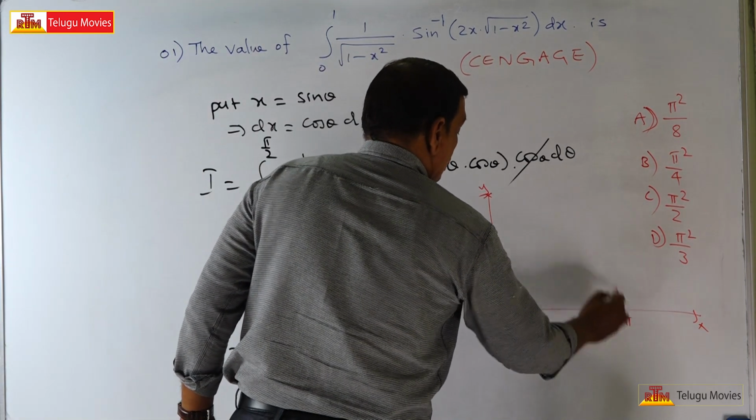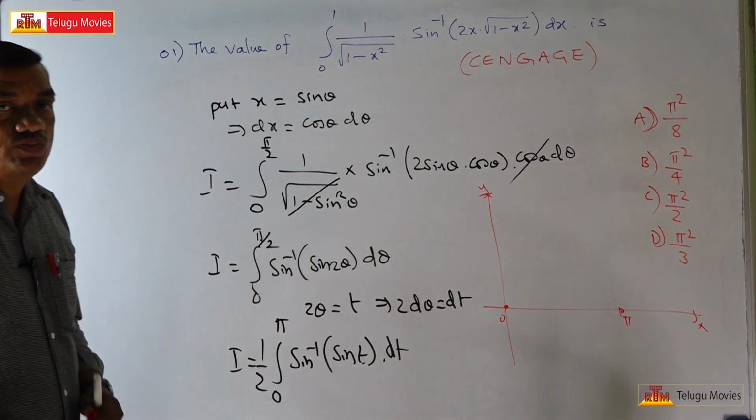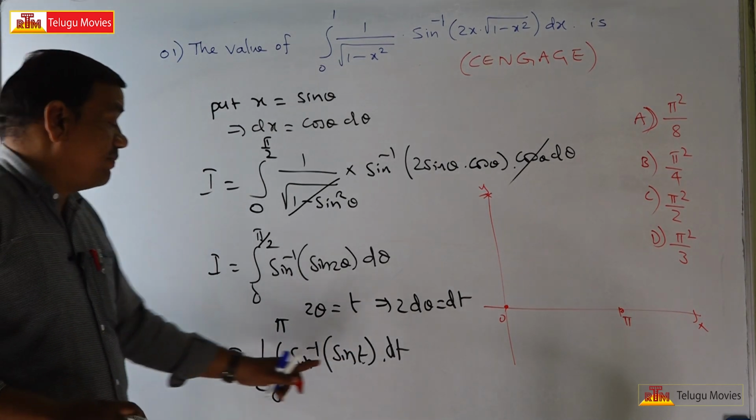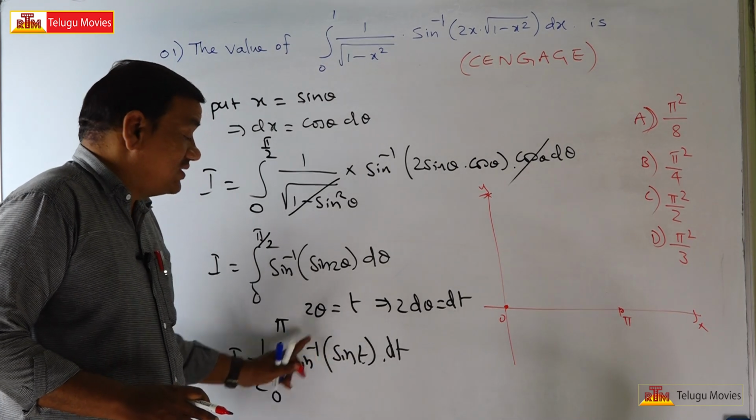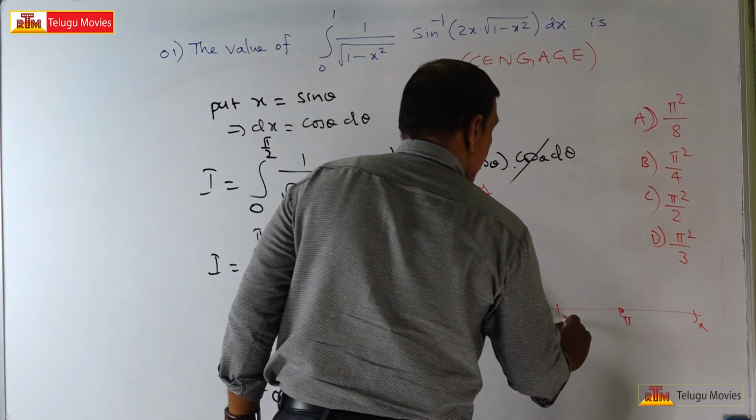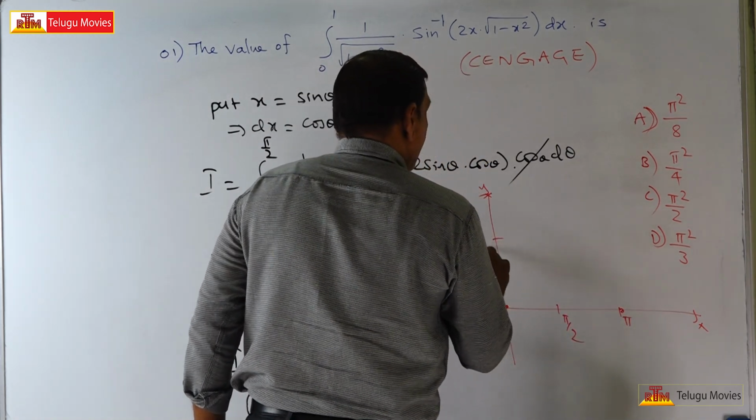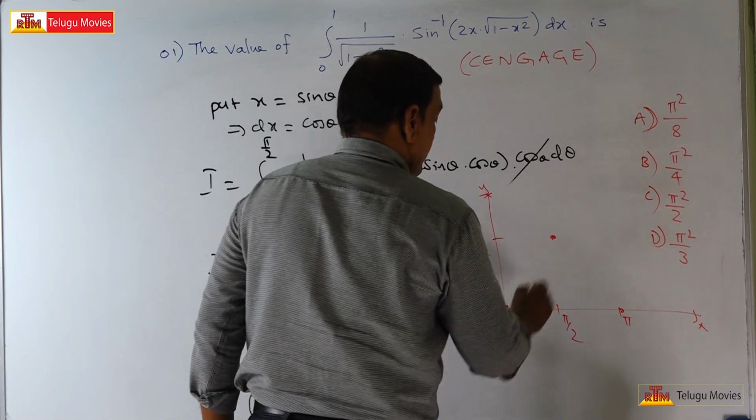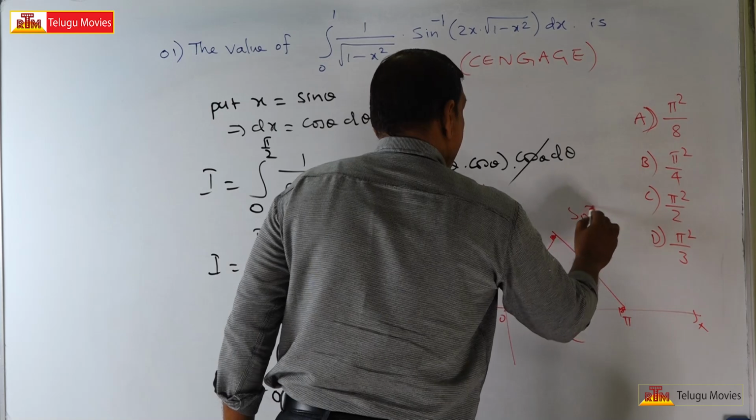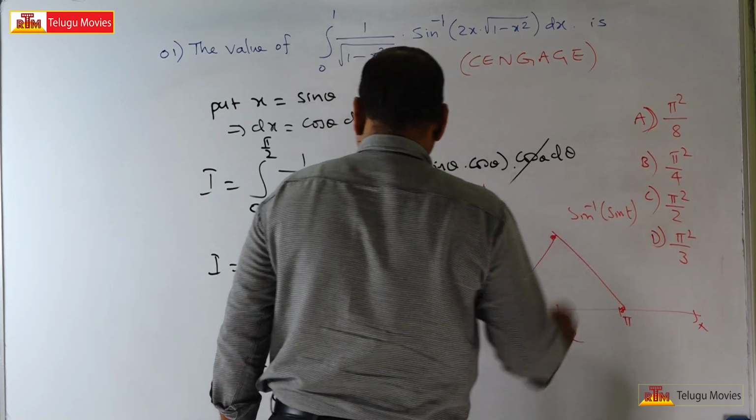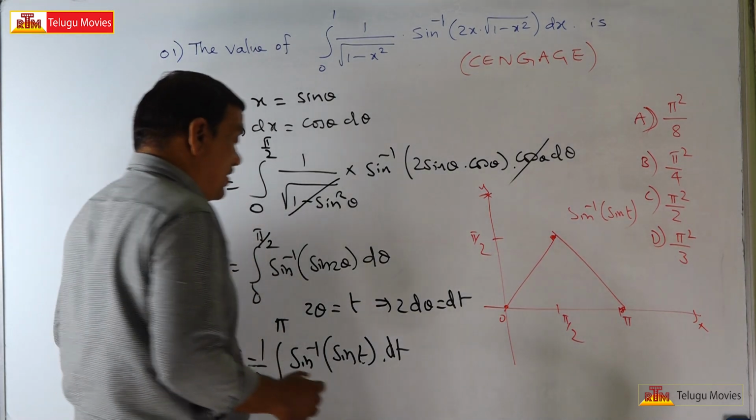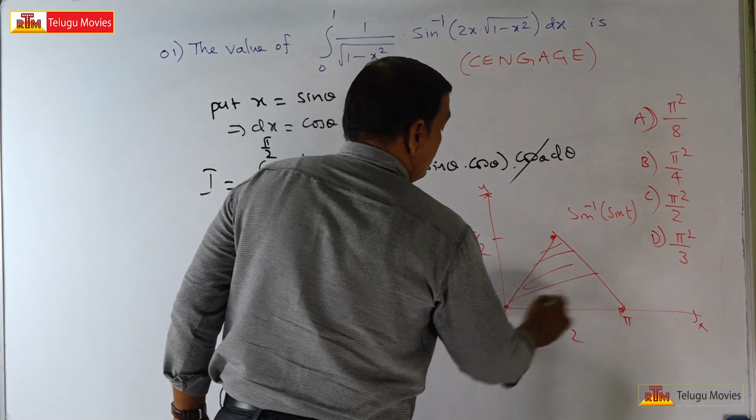If it is pi by 2, sin pi by 2 is 1, and sin inverse of 1 is equal to pi by 2. That means if t is pi by 2, the y value is also pi by 2. So this is the point, and your graph is this. This is the sin inverse of sin t graph in the interval 0 to pi. Your answer is nothing but the area of this triangle.